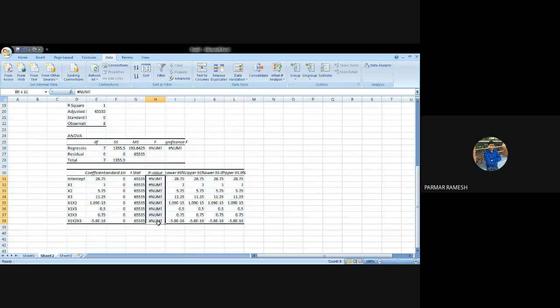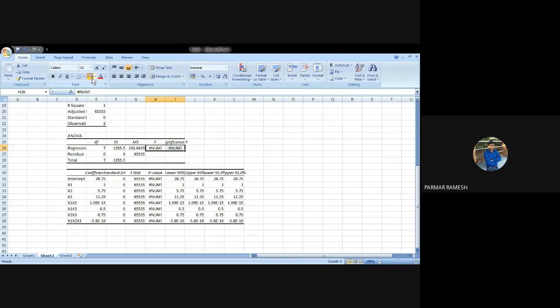Now look at the p values. I'm not getting any of the p values or any of the f values over here. The reason behind this is the n-1 rule. We can get maximum n-1 coefficients, maximum n-1 coefficients with confidence.